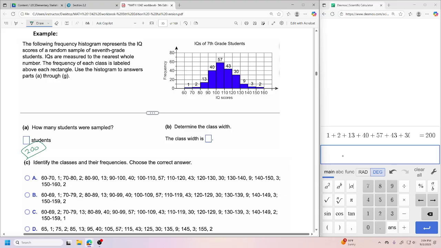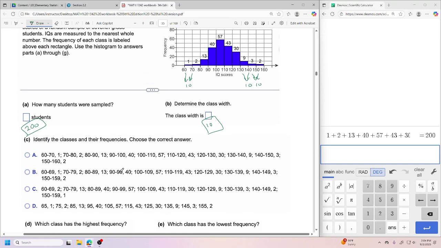It says determine the class width. They want to know how many entries you would find in each one of these groups. Just take a guess. Look at these numbers down here. What's the width of each of these groups? 10, yeah. If you look between them, how much is in between them? 10. Let's go way over here. What about these? 10. What about the one right beside it? 10. We just double checked as well.